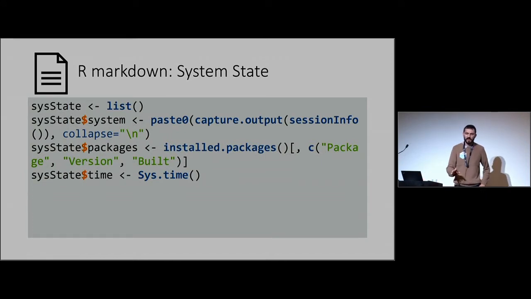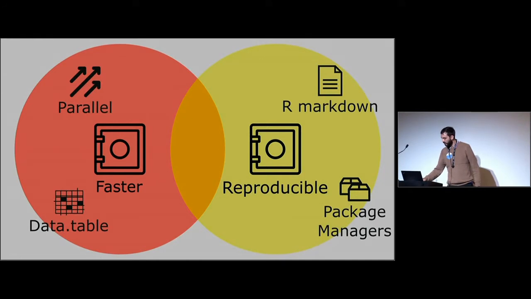Now, I mentioned package managers are not particularly helpful for figuring out your system state. So I've included in my R markdown files a couple of lines of code that just record it for me. If I ever need to know what my system state was, what version of R I was using, I go look at it. It doesn't magically make my system go back to that state, but that was always going to be hard work anyway. But at least I know what I'm aiming for.